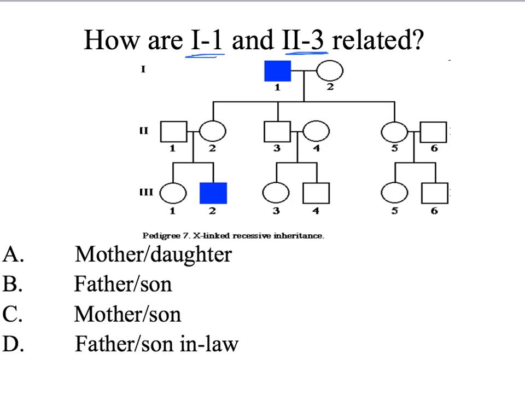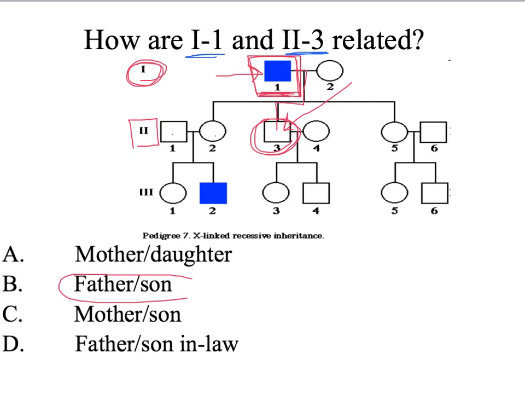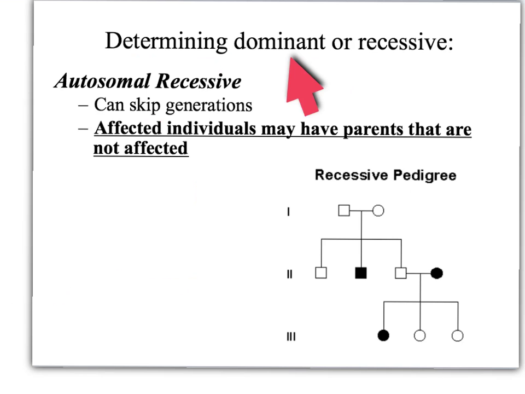Okay, so individual 1, 1. So here's generation 1, individual 1. I'm going to star that right here or circle it. Okay, and I have generation 2, individual 1, 2, 3 right here. I have a square, which is a male, and a square, which is male, and if I follow the line down, I know that they are father and son. Okay, great.